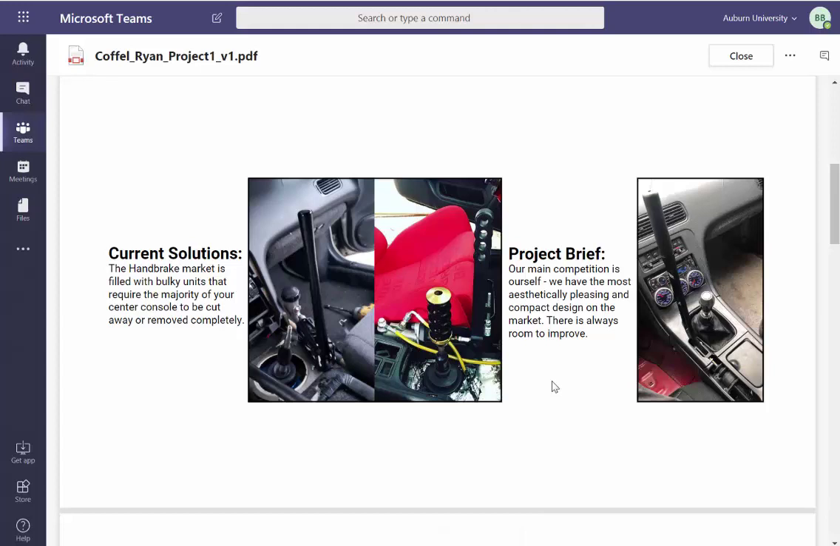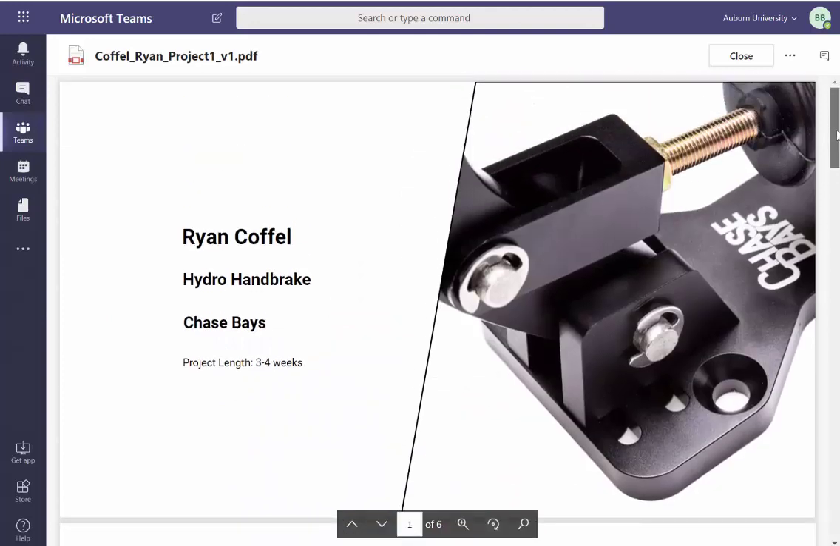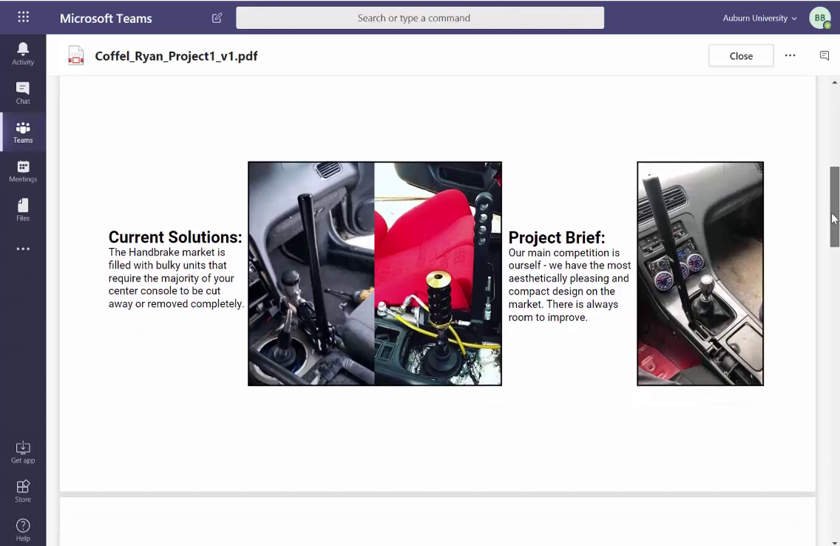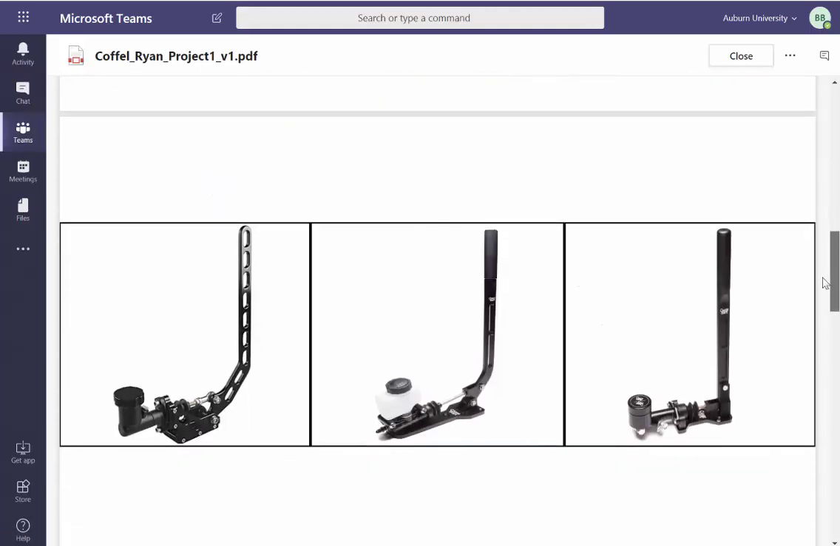Okay, if the main competition is yourself, are you making a brake? Yes, a hydro brake. What is a hydro brake used for? Keep in mind, if you imagine I'm stupid, you're probably right. So what is a hydro brake used for? What are the advantages? What are the disadvantages? And then you can talk about the opportunities for improvement once I know what they are, because right now you threw me into the deep end.